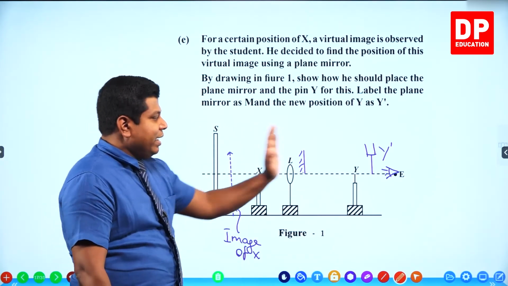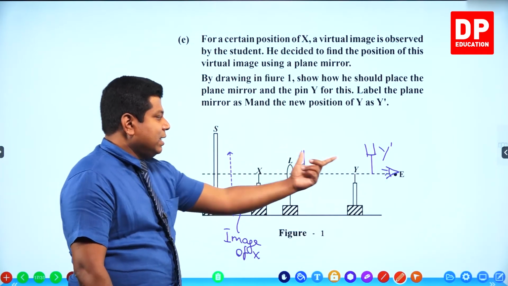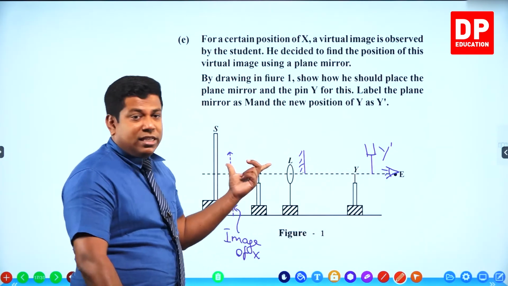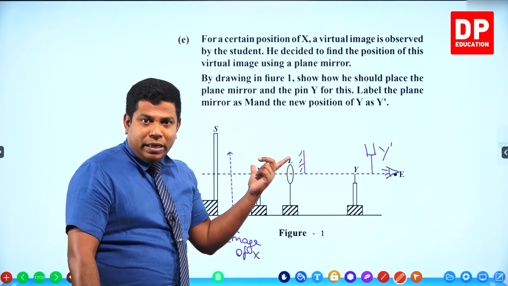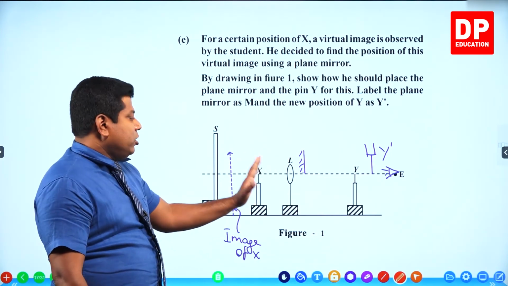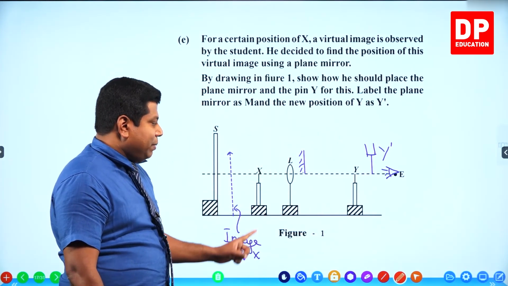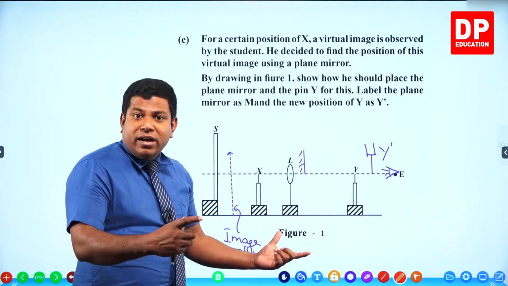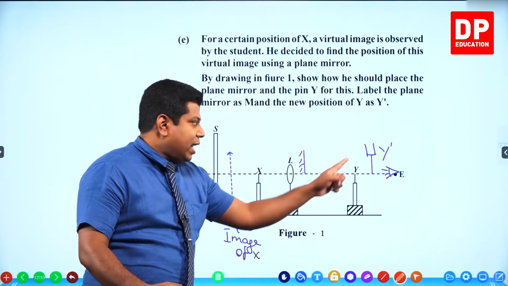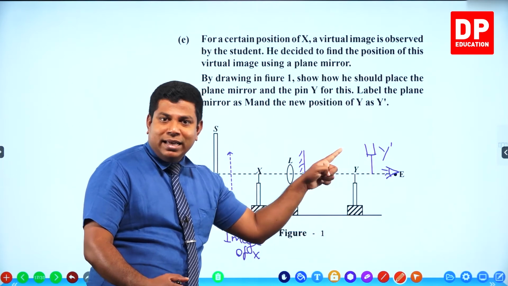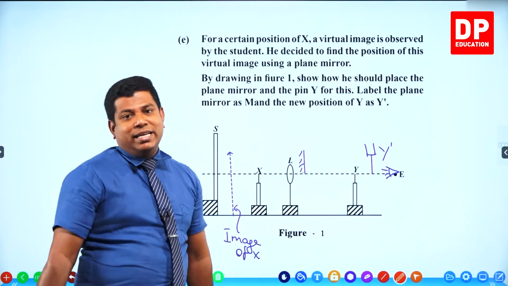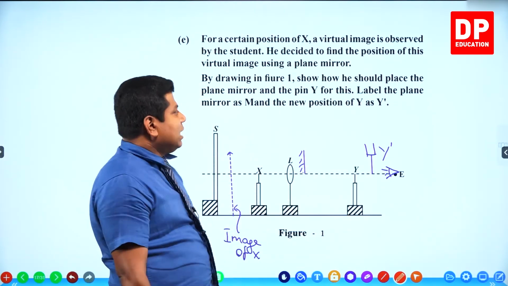So you will see the image of Y in the same size, such that object distance and image distance are the same. Also, you are going to see the virtual image of X, because you have kept X within the focal length of the lens. You can adjust this Y such that both images coincide. Right? That's what you have to do.